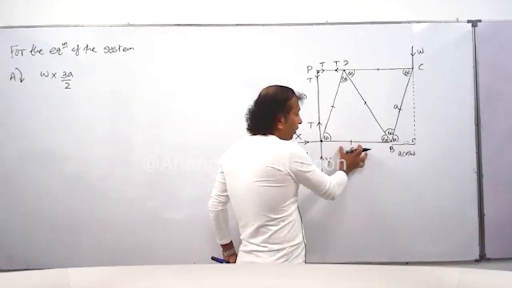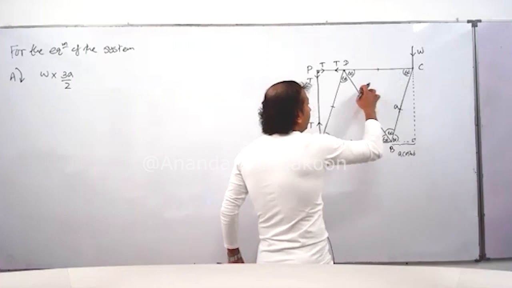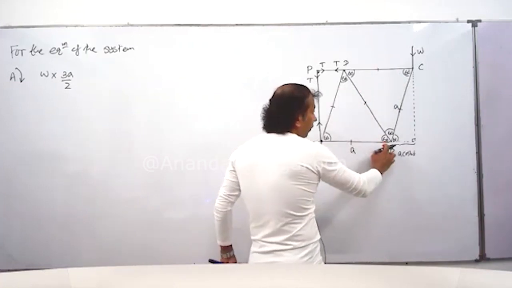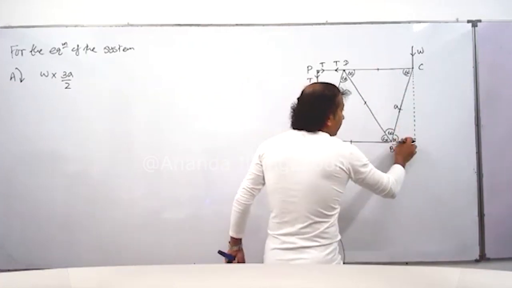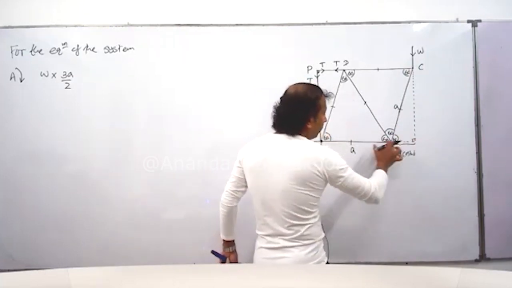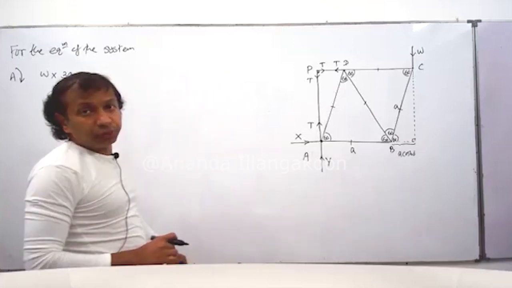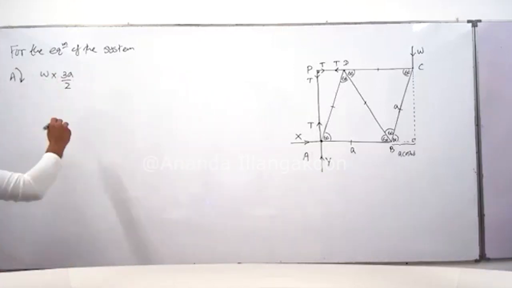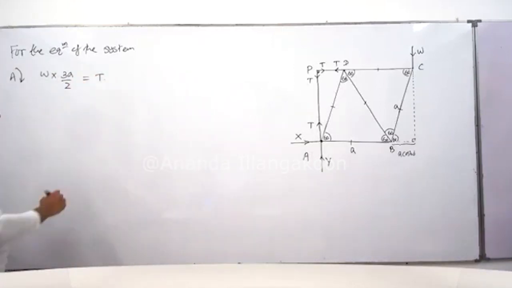I assume this length as a. Therefore, all this length being a, this is a, this is also a. This is 60. Therefore, this is a cos 60. Cos 60 is half, a by 2. This is a by 2. This is a. a plus a by 2 is 3a by 2. Equal to 3 times this force.